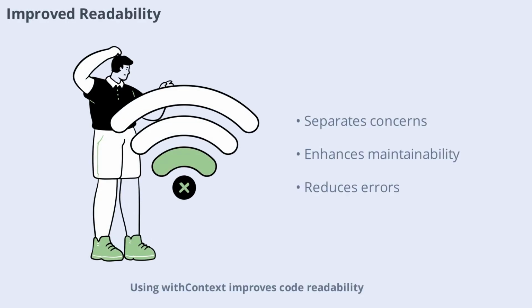Using withContext improves code readability and structure by clearly separating concerns. You can assign specific contexts for tasks, such as UI updates or I/O operations, making the code easier to understand and maintain. This separation ensures tasks run in their appropriate thread, reducing errors and enhancing maintainability.